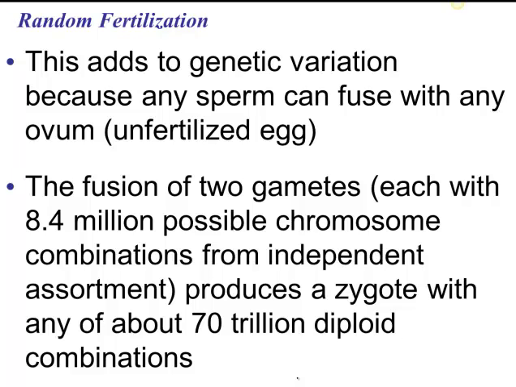Random fertilization adds to genetic variation because any sperm can fuse with any ovum. Fusion produces a zygote with about 70 trillion diploid combinations that are possible. Can you imagine how unique each person is? That's the end of the chapter.